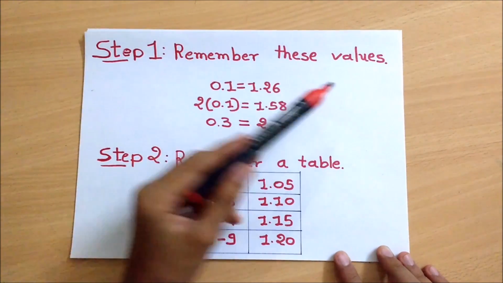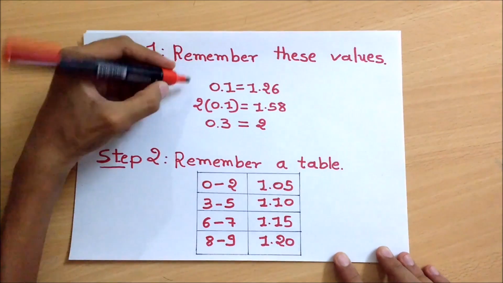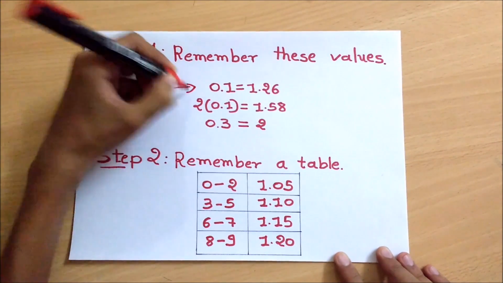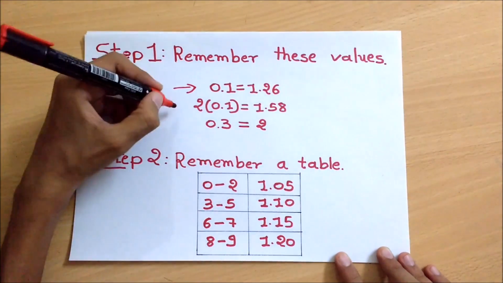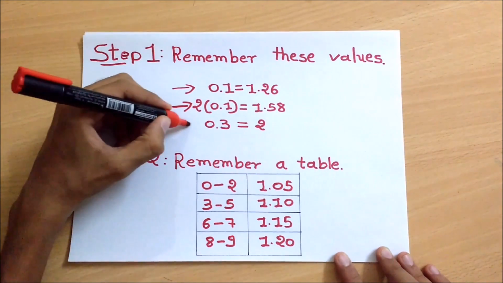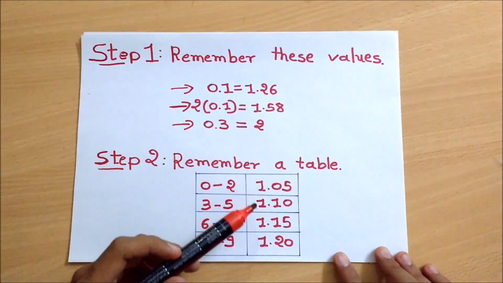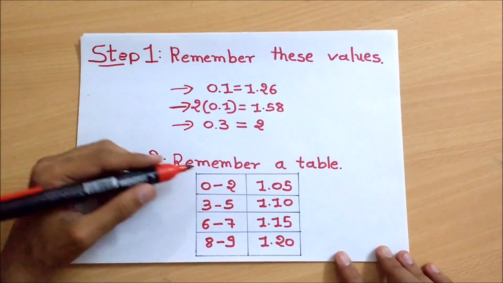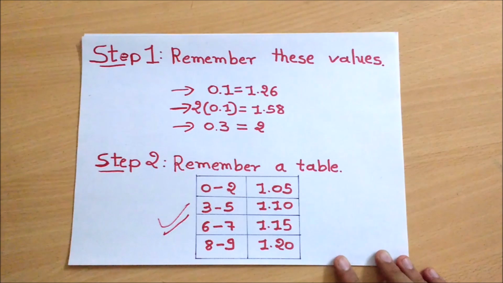For this trick you have to remember a few things, that is 10 raised to 0.1 equals 1.26, 10 raised to 2 times 0.1 equals 1.58, and 10 raised to 0.3 equals 2, and a simple table. I will tell you how to use them in calculations. I have covered all possible situations in the following examples.